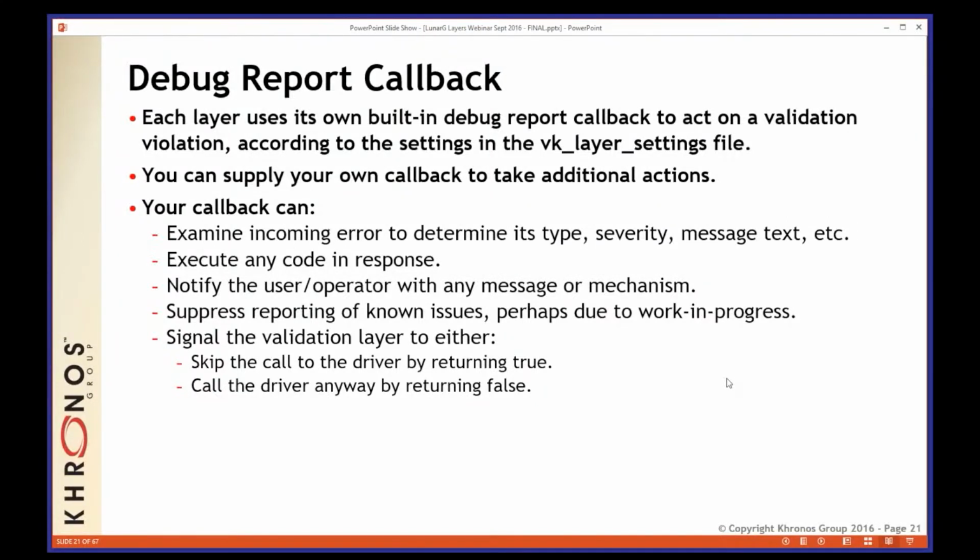One key and kind of hard to understand feature of this is the callback's return value, true or false. If you want, for some reason, to have the driver or the layers below the validation layer that's reporting the error skip the API call, you would return true. But if you want things to just continue on, normally you return false.